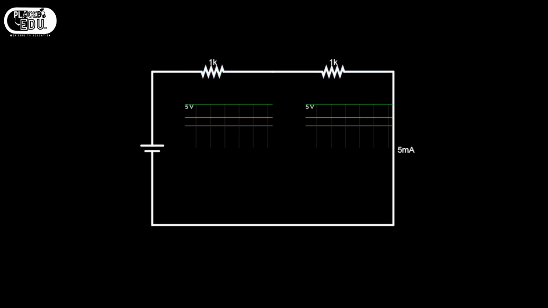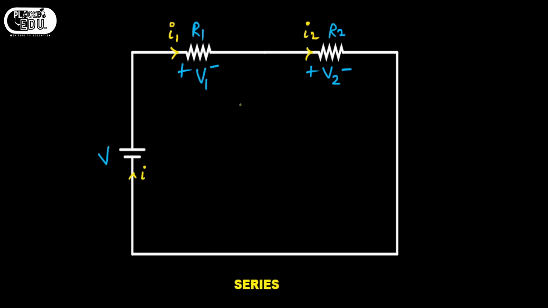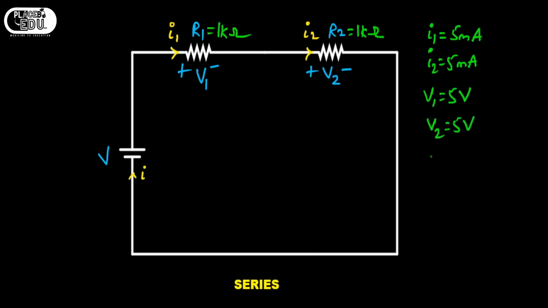So our analysis will be, if this is 1 kilo ohm and this is 1 kilo ohm, our current I1 equals 5 milliamps, I2 equals 5 milliamps, V1 equals 5 volts, V2 equals 5 volts, V equals 10 volts, and I equals 5 milliamperes. This is what we got from the simulation.